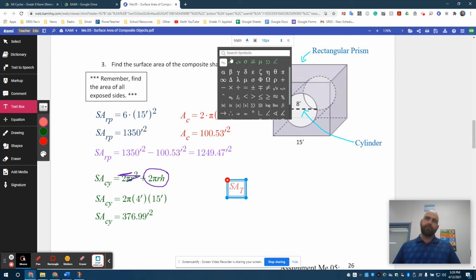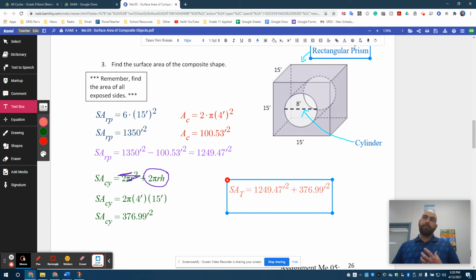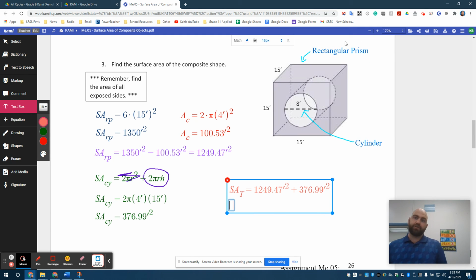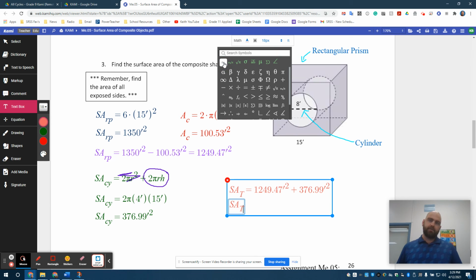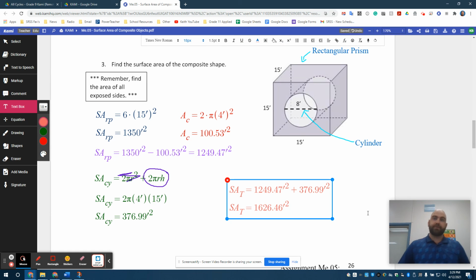So the surface area total is equal to 1249.47 feet squared plus 376.99 feet squared. Now I'm adding because I'm adding that extra surface area on the inside. So it's important that we recognize that we're adding that. Surface area total is equal to 1,626.46 feet squared. Okay, so there's our total surface area.